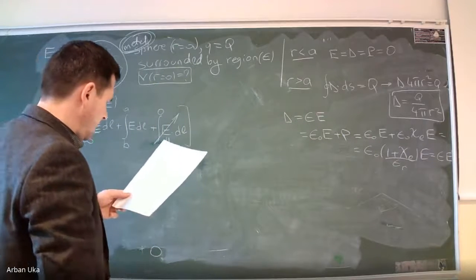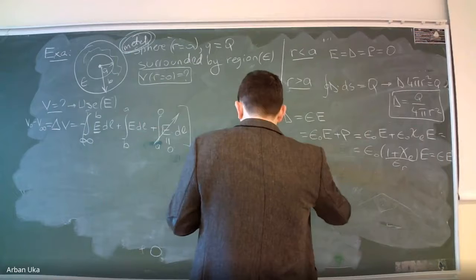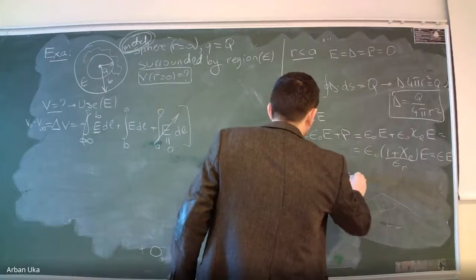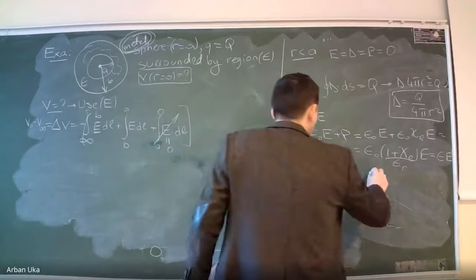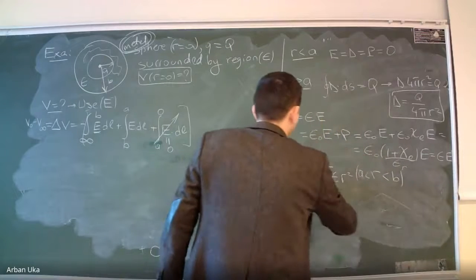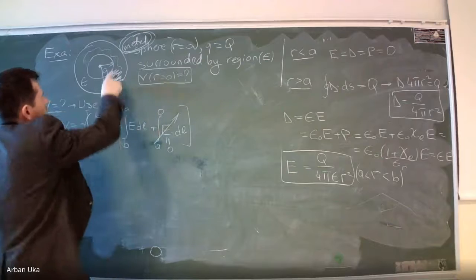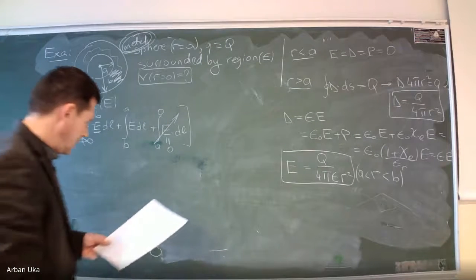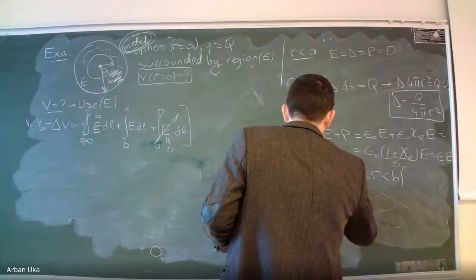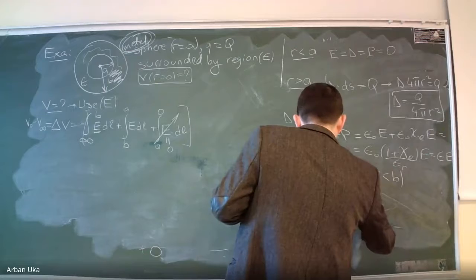If this is the expression for D, then we can say that the electric field E is equal to Q over 4 pi epsilon r squared whenever the radius is between A and B. So if we are in this region, from A to B, this will be the electric field. But the electric field outside of this region will be equal to Q over 4 pi epsilon 0 r squared.